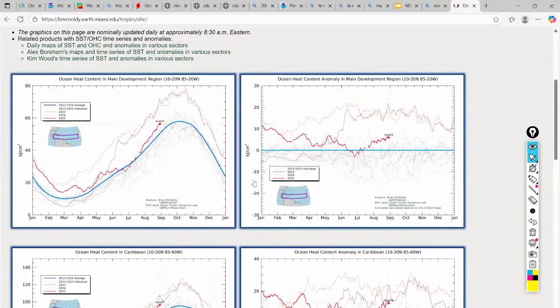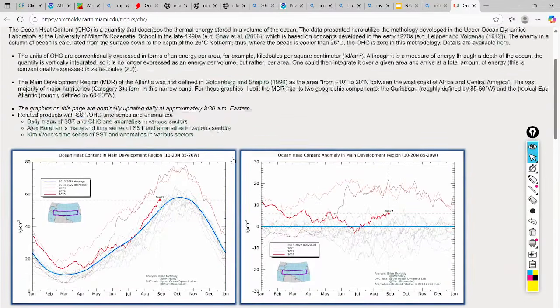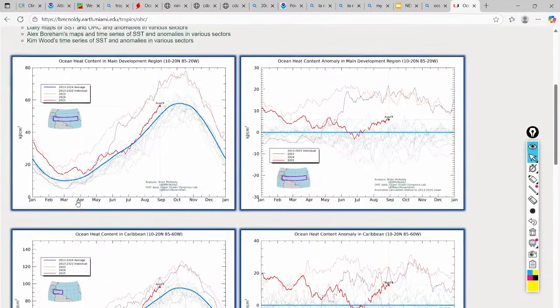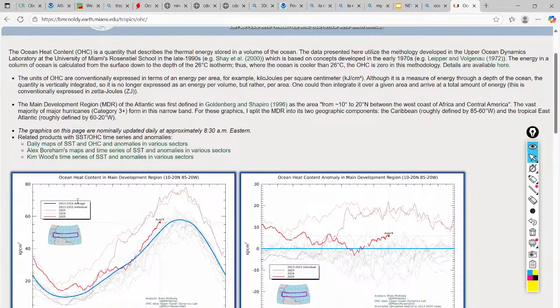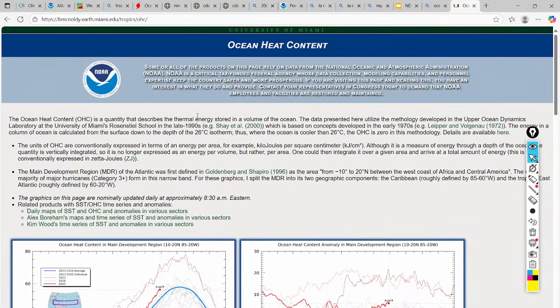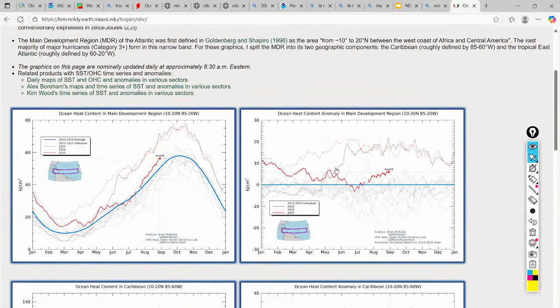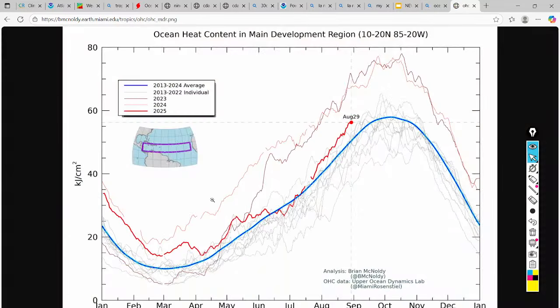When we take a look at ocean heat content, this is another very important look at everything. This was just updated 1 day ago. When we take a look at the ocean heat content in 2025, I want you guys to take a good look. We're right here where I just marked yellow. We're very above average, still above average.